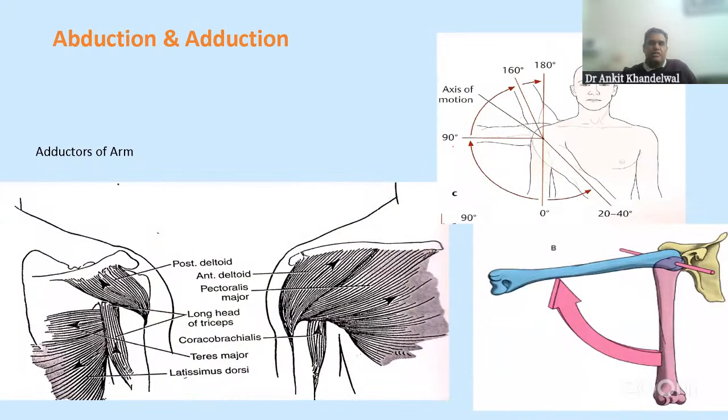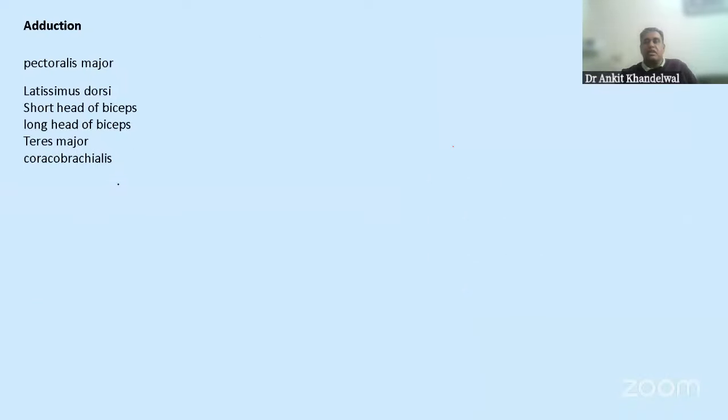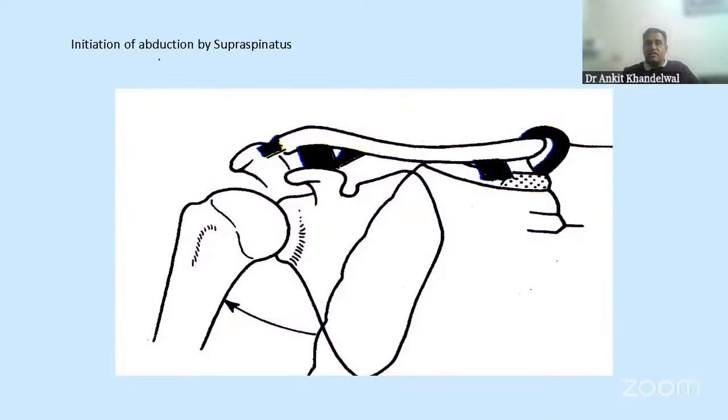Abduction, adduction. I showed you. Adduction is this movement. The muscles which are pulling the humerus to the thorax, both lying in front as well as back. What are those muscles? Pectoralis major, latissimus dorsi. These are the major muscles. Major muscles are these two. You'll do adduction. Abduction is in itself a separate question.